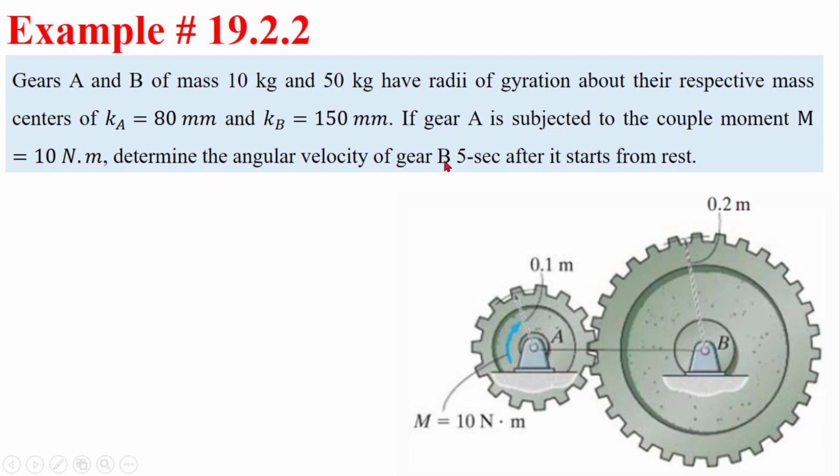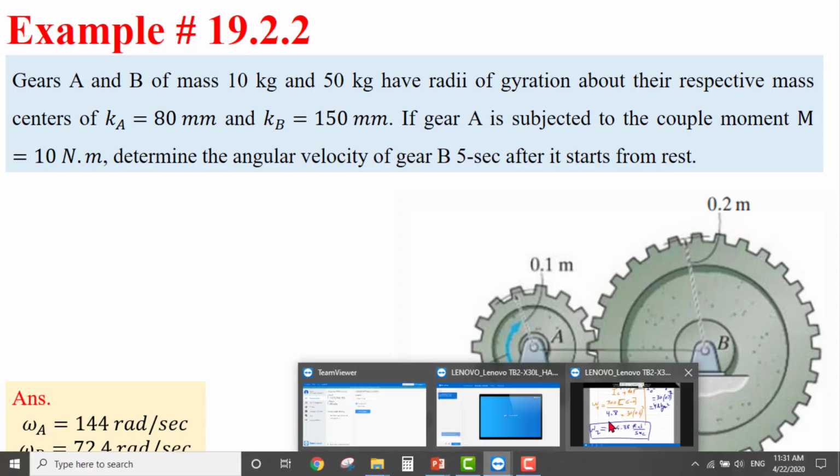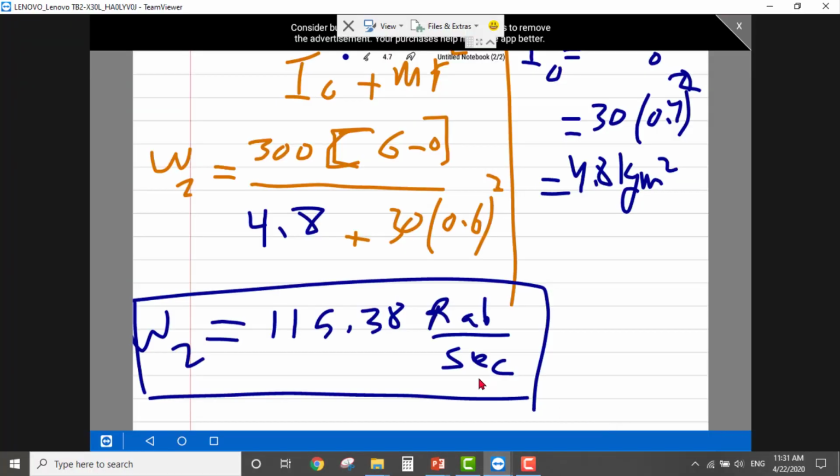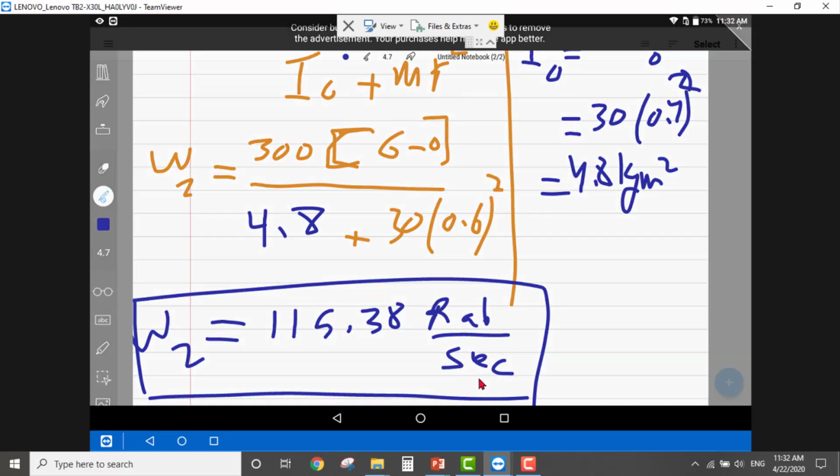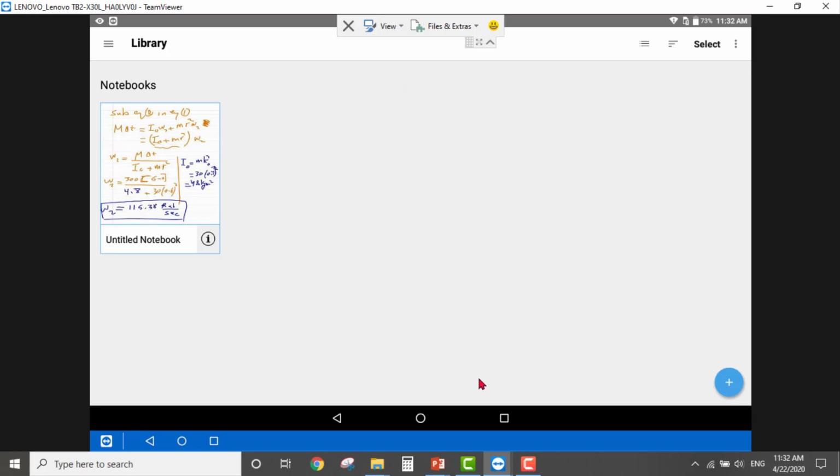If gear A is subjected to the couple moments, so here we have couple moments, determine the angular velocity of gear B 5 seconds after it starts from rest. So again here we have a problem that starts from rest. Let's move to the solving board and we'll start as usual with writing the given information. Let me first erase or open a new sheet.